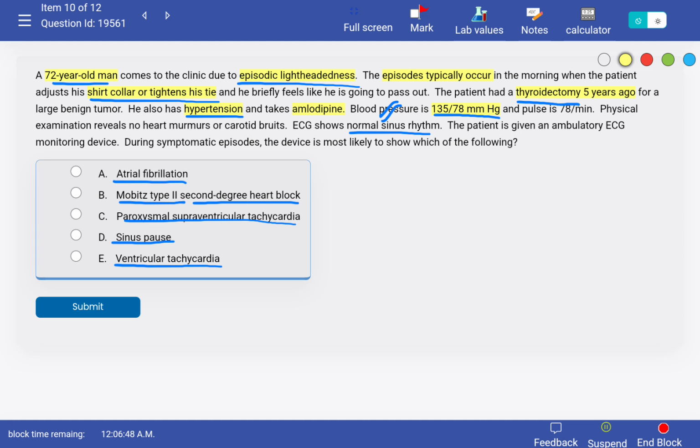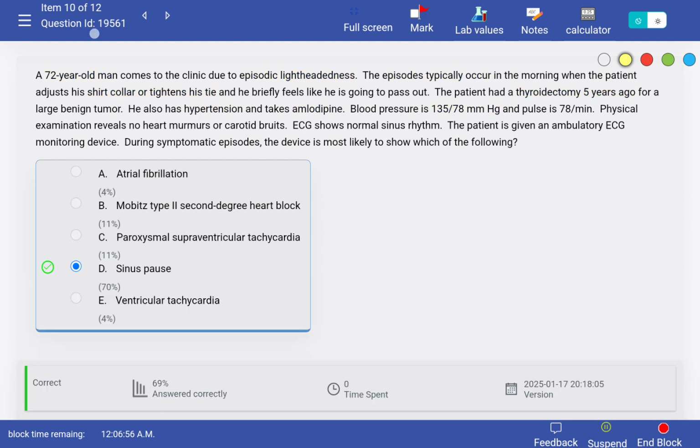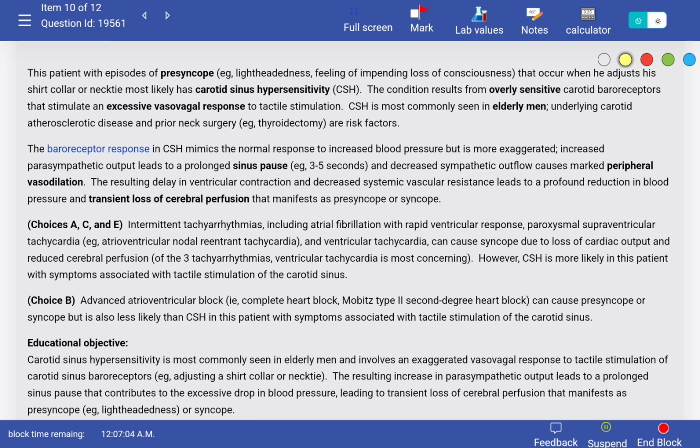So pause it and give the answer. The correct answer for this question is sinus pause. Why? Let us see the explanation. This patient with episodes of pre-syncope, that is presenting with lightheadedness, right, feeling of impending loss of consciousness that occur when he adjusts his shirt collar or neck tie, most likely has carotid sinus hypersensitivity, that is called CSH.